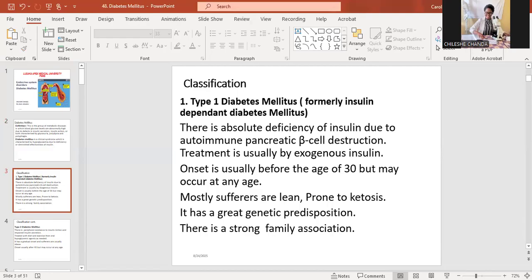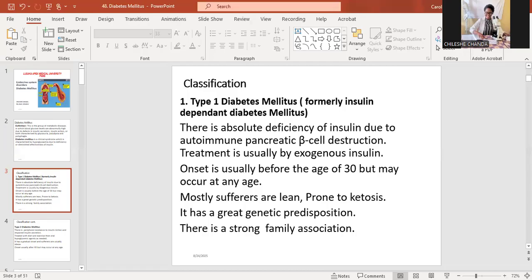There are several classifications of diabetes mellitus, and there is, first of all, type 1, which is formerly known as insulin-dependent diabetes mellitus. This is because in type 1, there is literally no insulin in this human body. The pancreas is not producing any insulin. Therefore, the individual is dependent on the artificial insulin that has to be injected in them. There is absolute deficiency of insulin due to autoimmune pancreatic beta cell destruction. The beta cells that are supposed to produce insulin in the pancreas are destroyed. Therefore, this human being has no insulin at all.